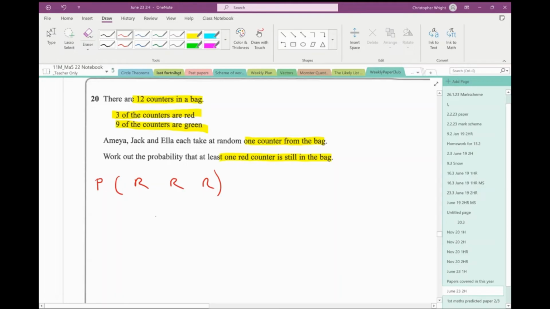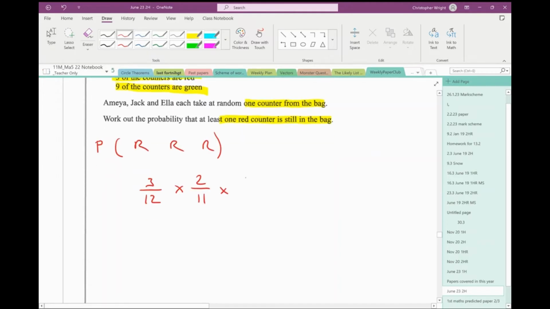Probability of the first person choosing a red is 3 out of 12. Now, if that person chooses a red, then the probability of the second person choosing a red is 2 out of 11. And if those two both chose a red, the probability of the third person also choosing a red is 1 out of 10. So that's the probability of all the reds being taken. So let's just work out what that would be. It would be a quarter times 2 out of 11 times a tenth. Cancel there, cancel there. Of course, you'd probably use a calculator for this. But that is 1 over 20 times 11, 1 over 220.